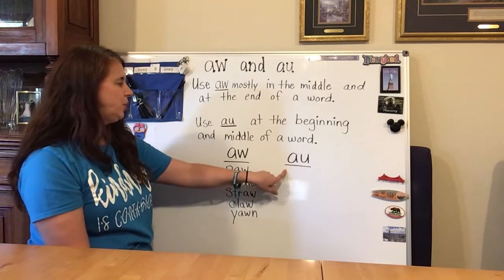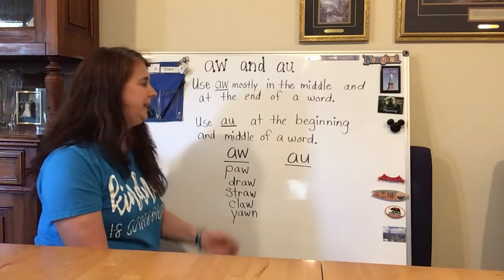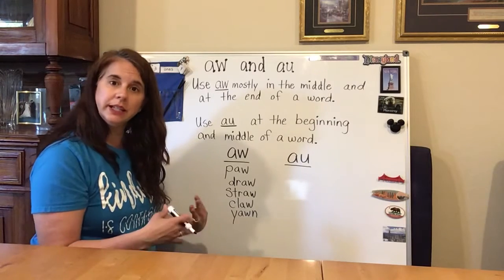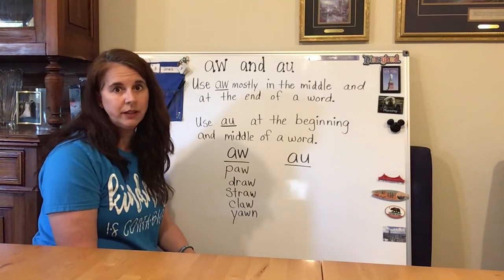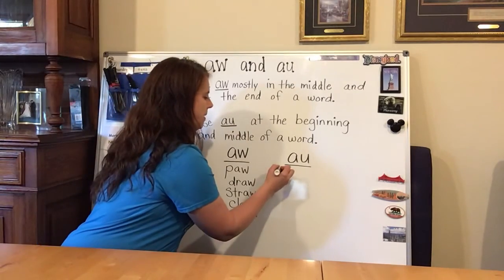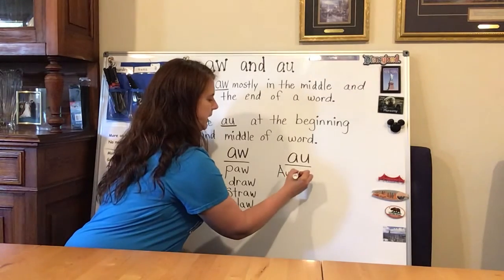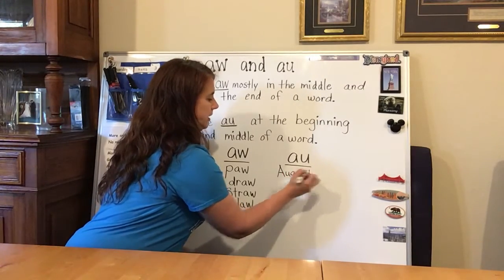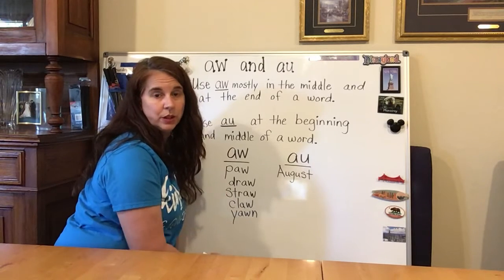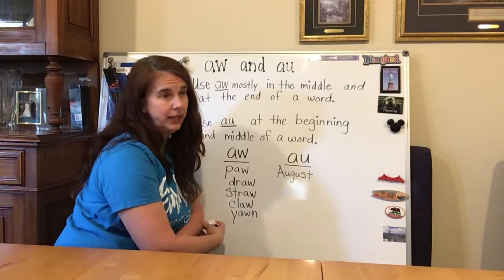So now we're going to go to A-U. So we're going to use A-U usually at the beginning of a word or in the middle of a word. So let's think of some examples of A-U using the "ah" sound. So we have the month of August. My daughter's birthday is in August. And we have to have a capital A because it's the name of a month. And remember, that's one of the rules we learned. If it's months of the year, we need to have it be capitalized.